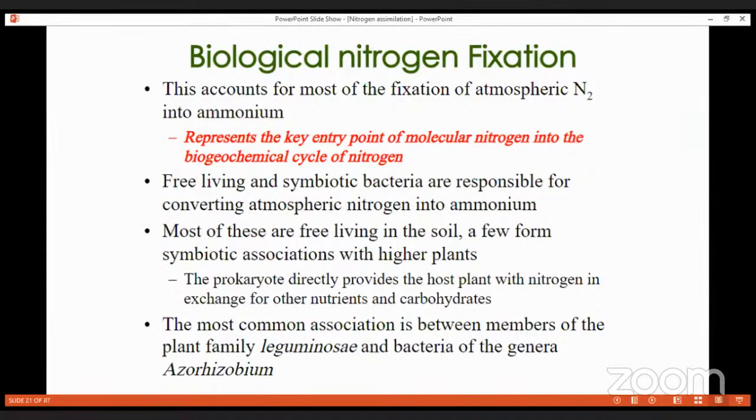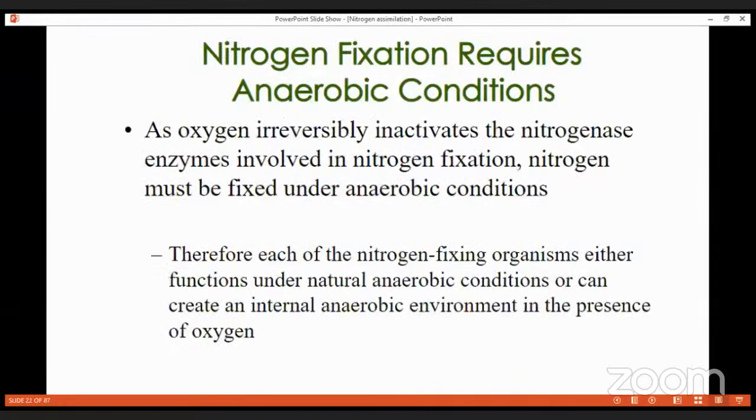Most of these are free living in the soil. As we know, Azotobacter and Azospirillum are there, and some form symbiotic associations. The best known example is Rhizobium. Prokaryotes can directly provide the host plant with nitrogen. A symbiotic relationship is one where both entities benefit from each other. The most common association, as we discussed, is between the Leguminosae family and the bacteria of the genera Azorhizobium. The root nodules in legume plants are the nitrogen fixation factory overall. That's why we use them for crop rotation also, for the betterment of the soil.